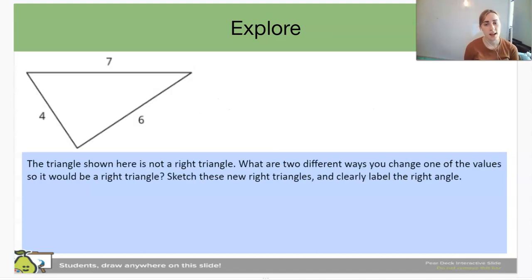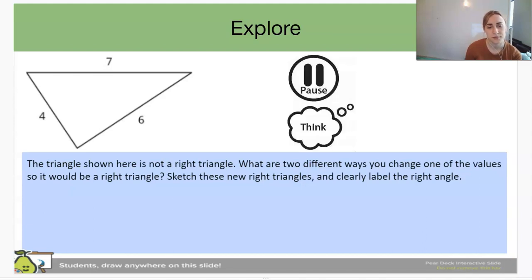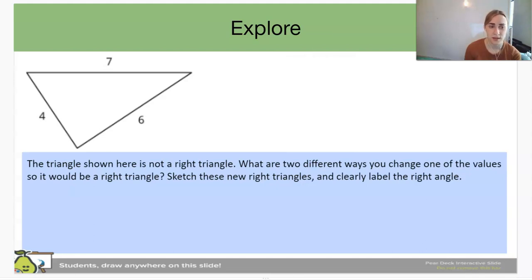Put your answer in the blue rectangle, and we'll move together to the next section of our explore, which is slide C. And on slide C, we have another triangle, and this time we are told that the triangle shown here is not a right triangle. What are two different ways you could change one of the values so it would be a right triangle? Sketch these new right triangles and clearly label the right triangle. So take a moment to pause and think about this. You're looking for two different ways to change one of the values so that we could make this a right triangle. And once you have your answer here, we're going to think about another student's answer, and you're going to decide if you agree or disagree with what they did.